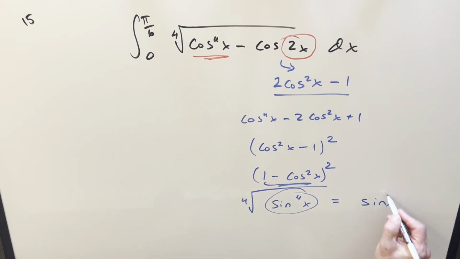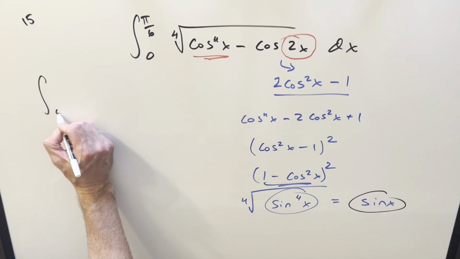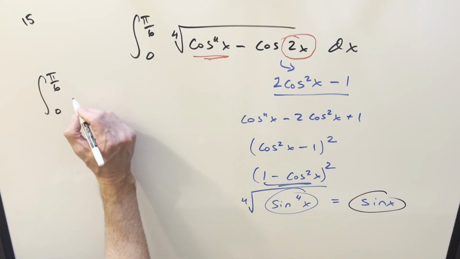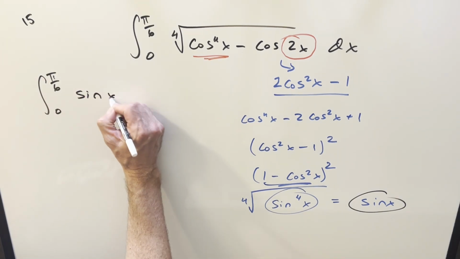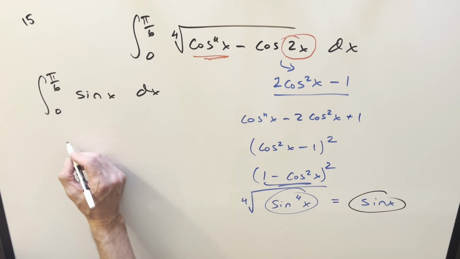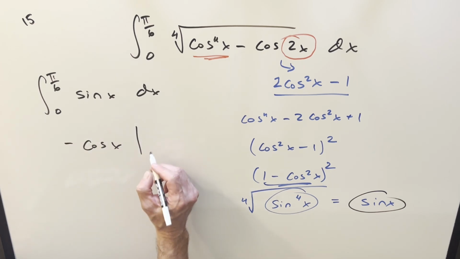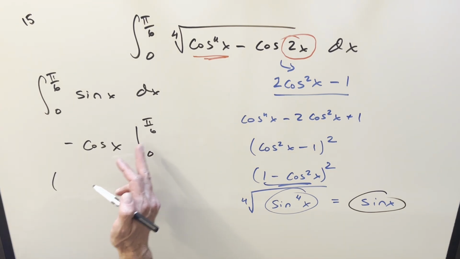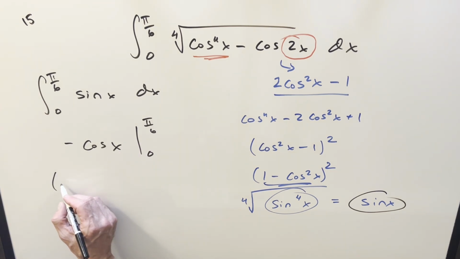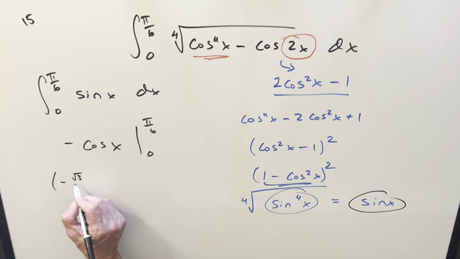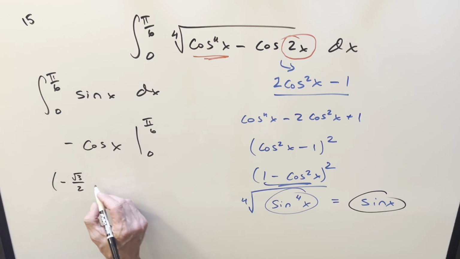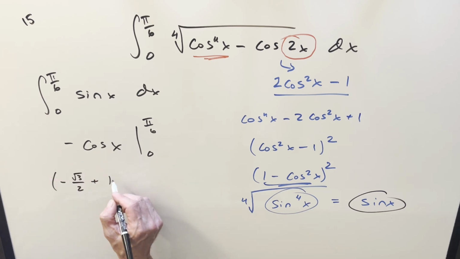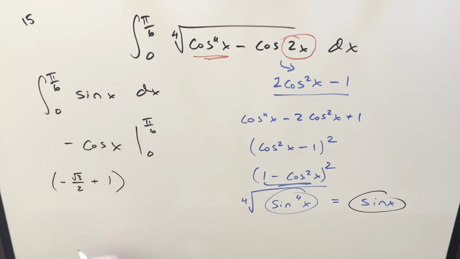So really we just had to do some trig, and putting this back in the integral, it's now real easy because we're just integrating from 0 to pi over 6 of sine x dx. Integrating, that's going to be minus cosine x from 0 to pi over 6. Plug in. Cosine pi over 6 is square root of 3 over 2, so we have minus square root of 3 over 2. Then minus times minus is plus, and cosine at 0 is just 1. And so for my final solution, we just get 1 minus square root of 3 over 2.